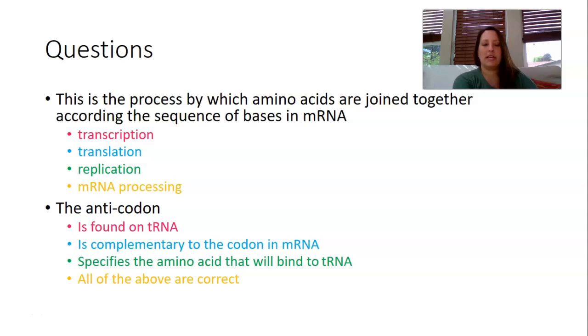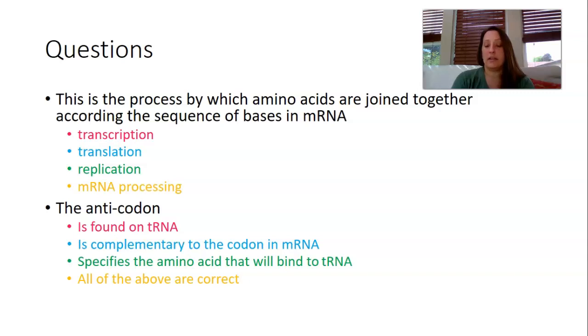Next question: the anticodon is found on tRNA, or the anticodon is complementary to the codon in mRNA, or the anticodon specifies the amino acid that will bind to tRNA, or yellow, all of the above are correct. Okay, which one of those is correct? And so hopefully you answered yellow.